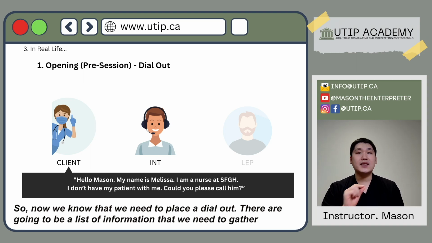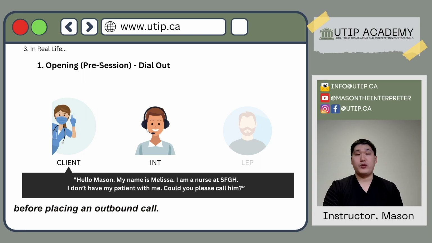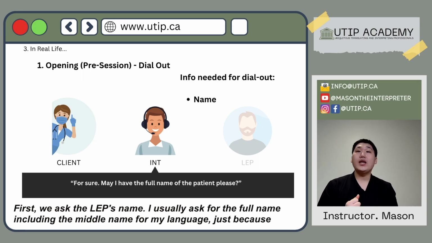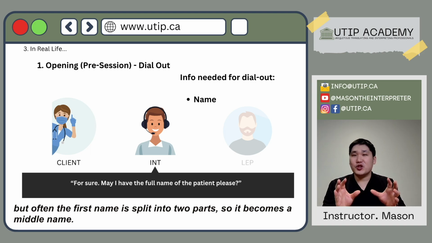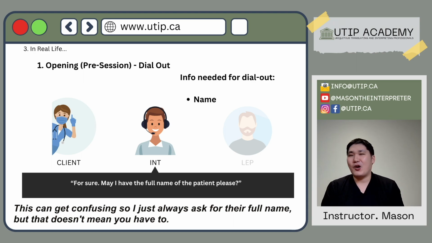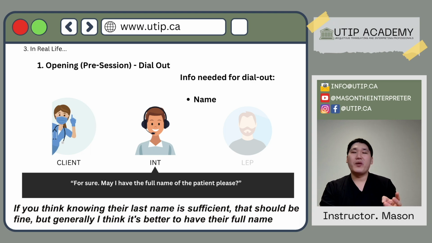There are going to be a list of information that we need to gather before placing an outbound call. First, we ask the LEP's name. I usually ask for the full name, including the middle name for my language, just because many Korean names mainly have first and last name, but often the first name is split into two parts, so it becomes a middle name. This can get confusing, so I just always ask for their full name, but that doesn't mean you have to. If you think knowing their last name is sufficient, then that should be fine.